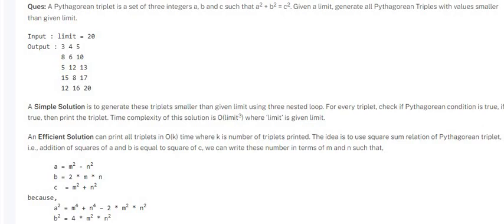An efficient solution that can print all the triplets within the time is to use the square sum relation of Pythagorean triplets. Addition of squares of a and b is equal to square of c. So we can write these numbers in terms of m and n, as a is m square minus n square, and b is 2mn, and c is equal to m square plus n square.